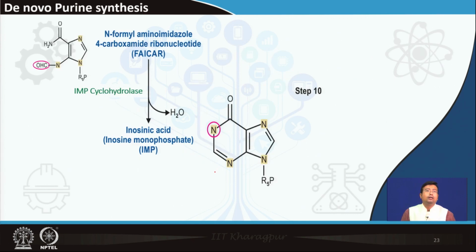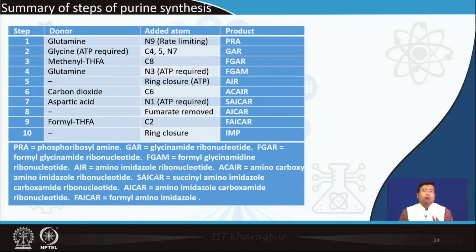If you have paid attention, the next step is basically the ring closure, right. So, all of these things have already been done. Ultimately, the enzyme is known as IMP cyclohydrolase or IMP synthase, and we get the final product at the end of de novo purine synthesis, which is inosine monophosphate. All right, inosine monophosphate.